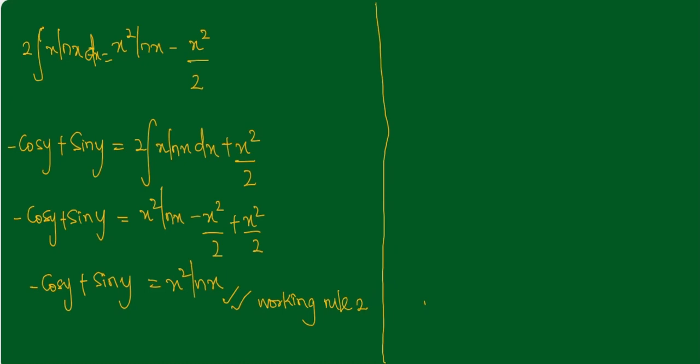We now evaluate the working rule 3, which says that we just add an arbitrary constant to the right hand side. So writing the left hand side as sine y minus cos y will be equal to x squared ln x plus c. And this gives us the general solution of the differential equation x into bracket 2 ln x plus 1 divided by sine y plus cos y is equal to dy dx. So let's take a second example.